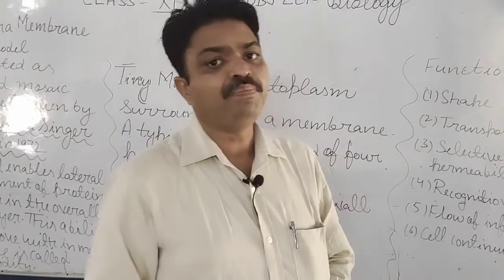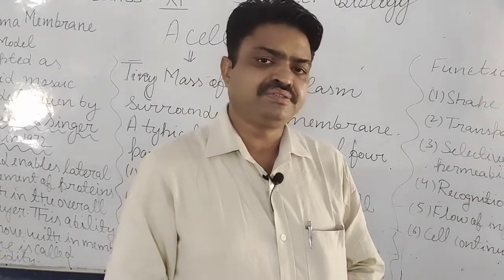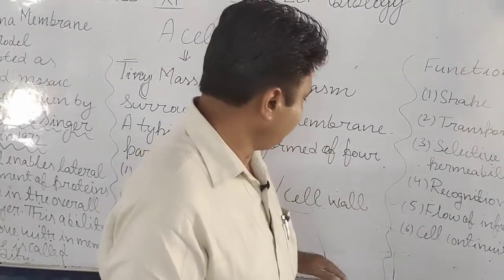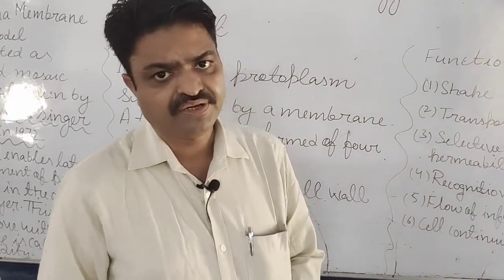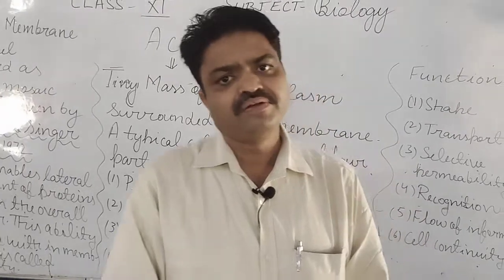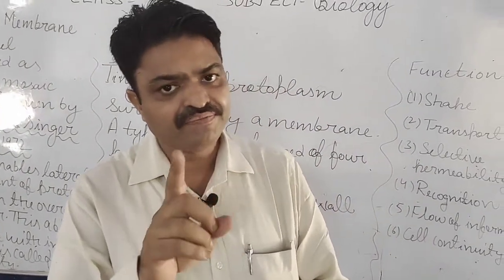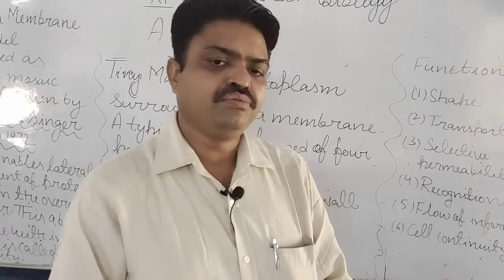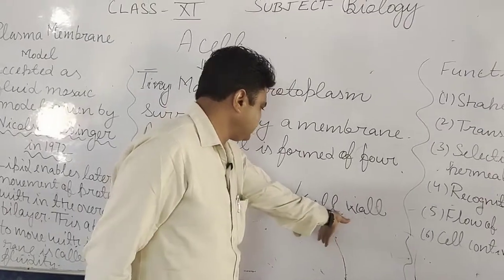That's why the plant cell has a permanent shape, and it controls endocytosis, student. So it provides rigidity to the cell, and it is made up mainly of cellulose. So that is about the plasma membrane and the cell wall, student.